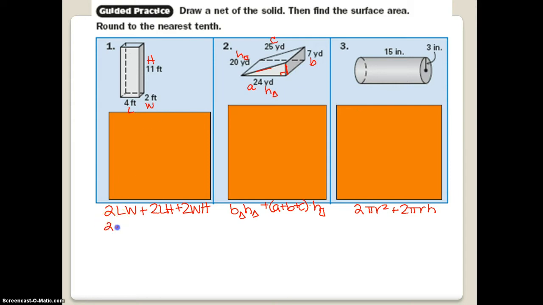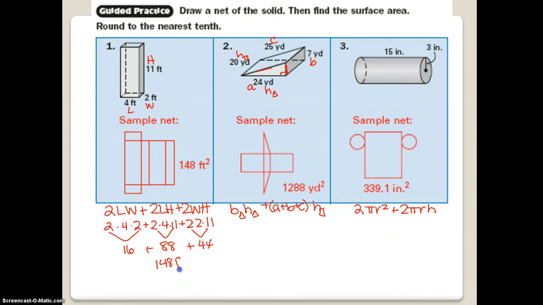Number 1, we're going to take 2 times 4 times 2 plus 2 times 4 times 11 plus 2 times 2 times 11. So we're doing these in like 3 stages. So we're doing multiplying first, order of operations. 8 times 2, 16. This is 88. This is 44. Add it together. You should get an answer of, oops, they actually show you right away, so I will stop. You get an answer of 148 feet squared.